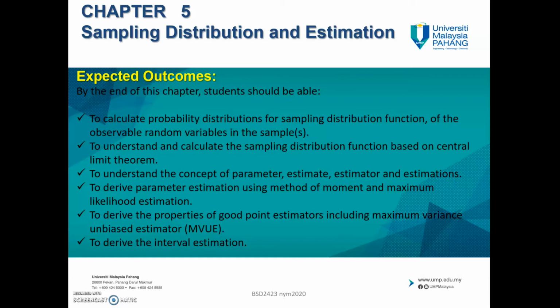Next is to derive the properties of a good point estimator, including the minimum variance unbiased estimator or MVUE. Basically in applied statistics, you remember you have 4 properties of good point estimators. We have unbiased, sufficient, efficient, and one more is consistency. So 4 things, isn't it?